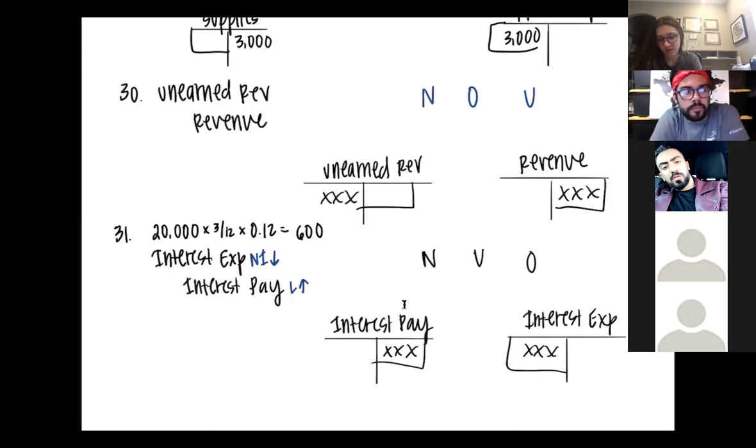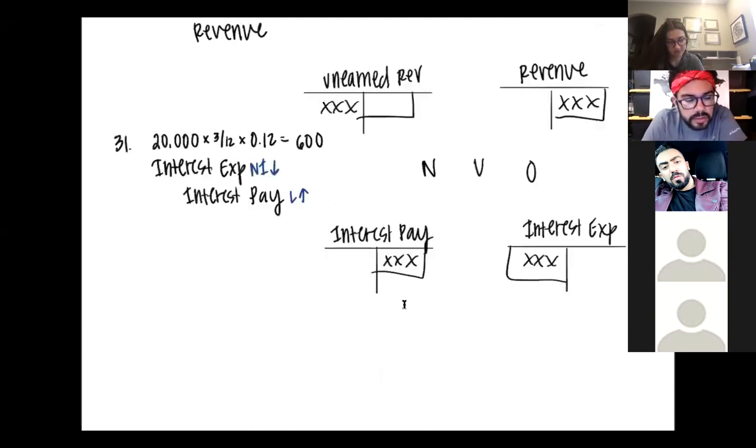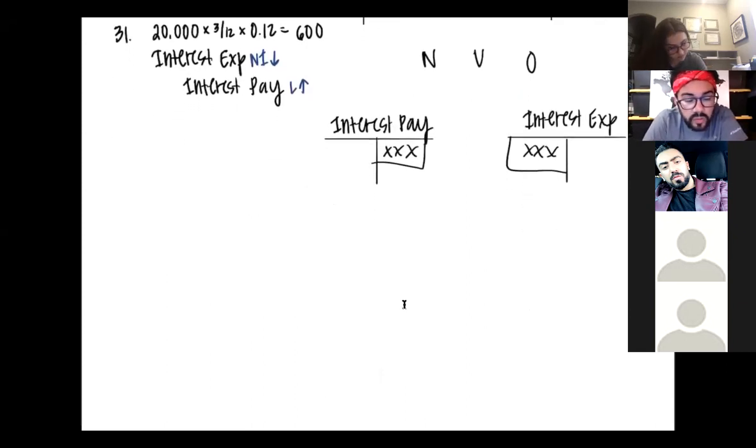Jesus, you want to do the next one? 32? Sure. It says they failed to record the AJE. Examining the unearned revenue account, Alpha's controller finds that it includes $6,000 for 12 months of rent received from one of the tenants on October 1st.